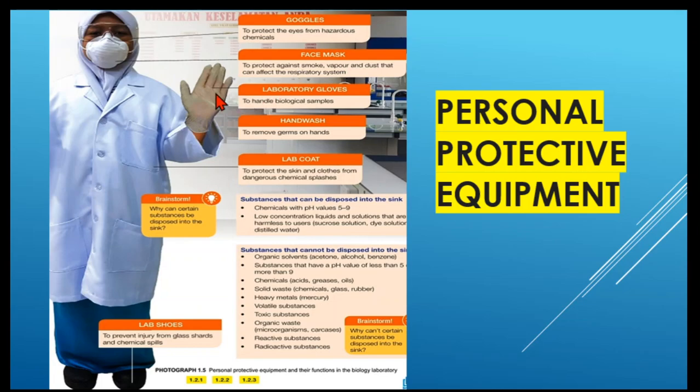Okay, and then this one is glove, protect our finger lah when we handle apa-apa sample. And then hand wash to remove germs on hand. Of course, ini memang basic lah kan, basic. Lab coat, protect our body lah, protect our body, protect our clothes juga daripada chemical.